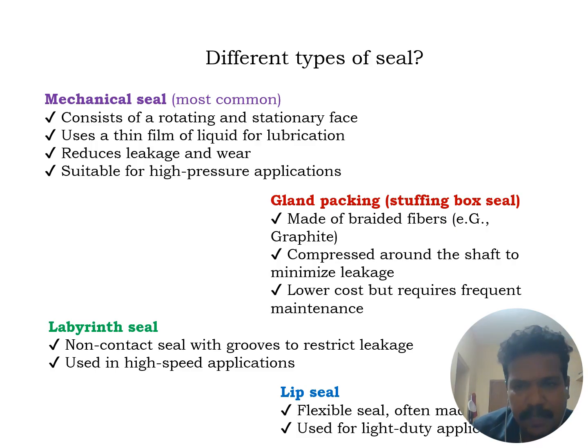There are many types of seals available in the market. We will discuss them in detail in future sessions. In brief, some of the most important seals are mechanical seals, gland packing seals, labyrinth seals, and leaf seals. The most common seals are mechanical seals. They are widely used in various applications.